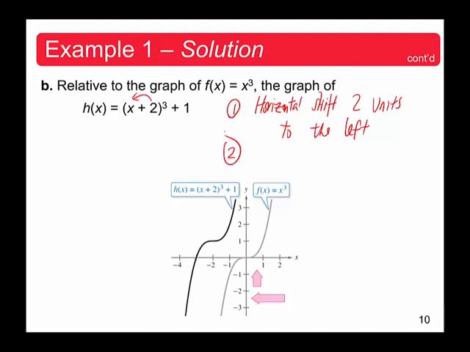And secondly, we're adding 1, meaning we're shifting vertically 1 unit upward. Shift up 1 unit. Okay, so this is a combination of 2 transformations, a horizontal shift and a vertical shift. So right here, first of all, we move all these 2 units to the right. So you're gonna get this.